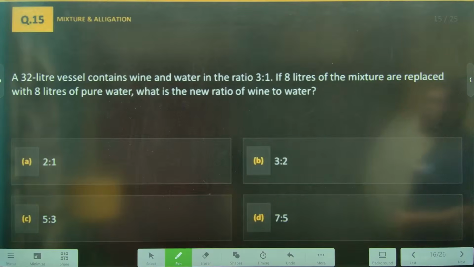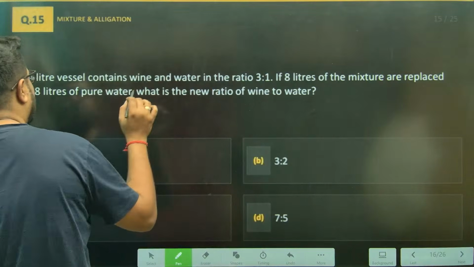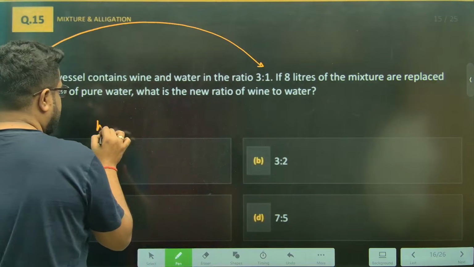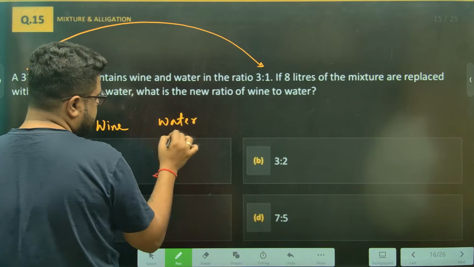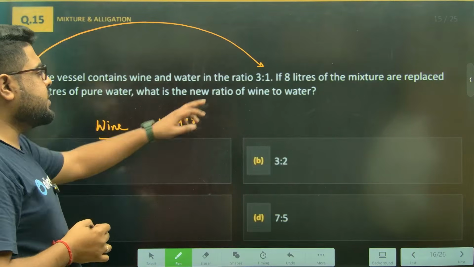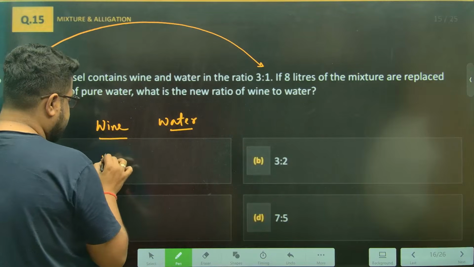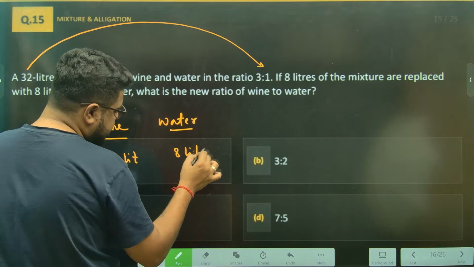Moving on. A 32-liter vessel contains wine and water in the ratio. 8 liters of the mixture are replaced with 8 liters of pure water. What is the ratio of wine to water? Sir, let's do it normally, because it's only one replacement. Wine to water is 3:1. 4 parts is 32, 1 part is 8. So 3 eights are 24 liters of wine and 8 liters of water.